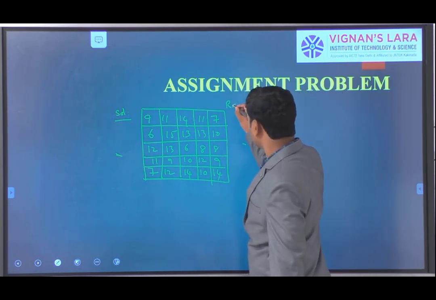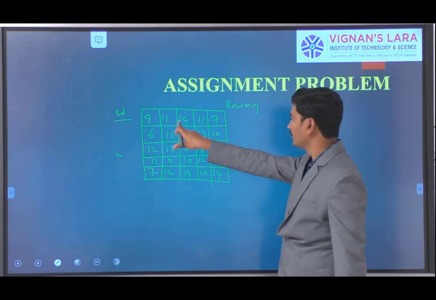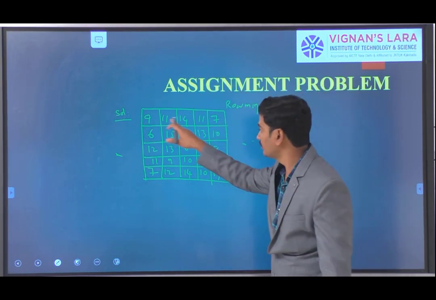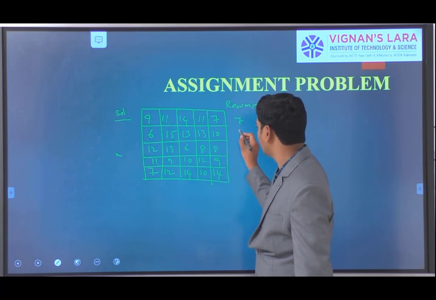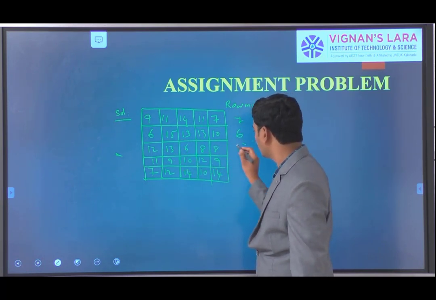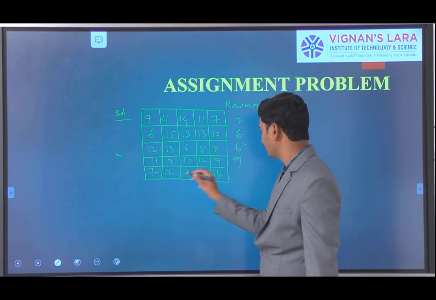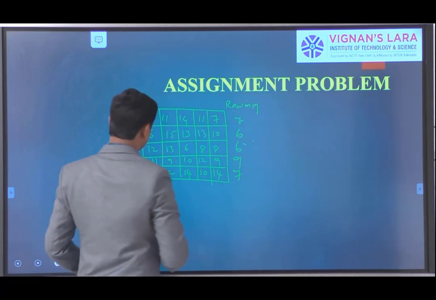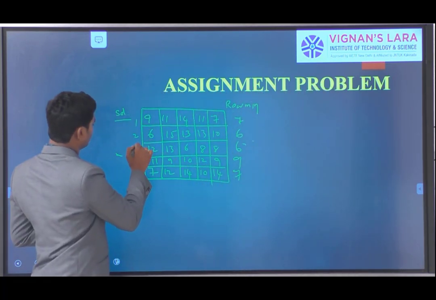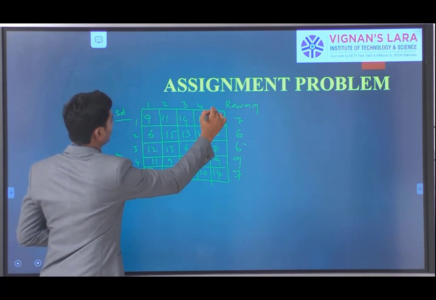Here first we have to identify the row minimum value. What is the row minimum here? In the first row the row minimum is 7. Coming to the second row the minimum is 6. Third row the minimum is 6. Fourth row minimum is 9. Fifth row minimum is 7. These are the jobs and these are the operators.